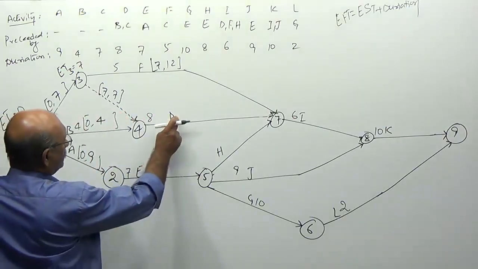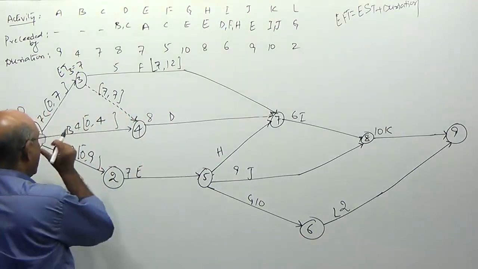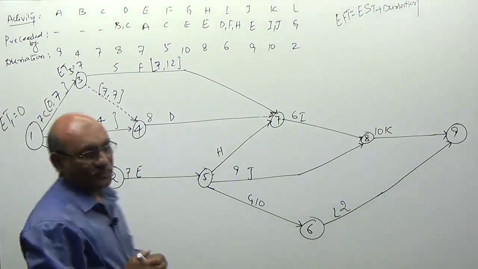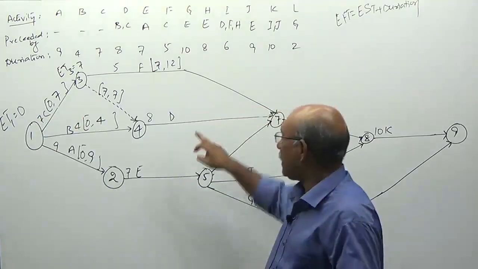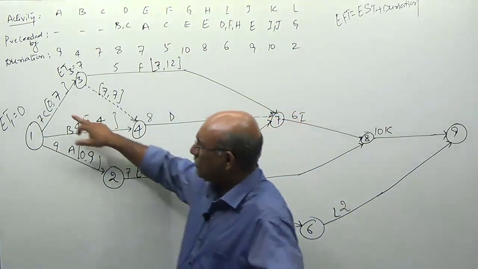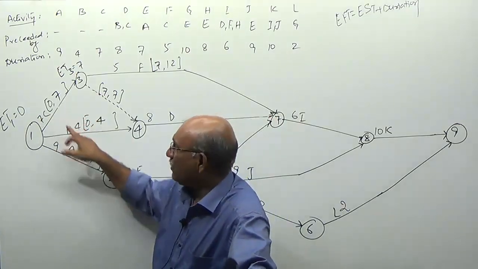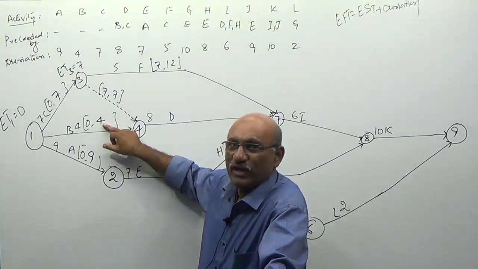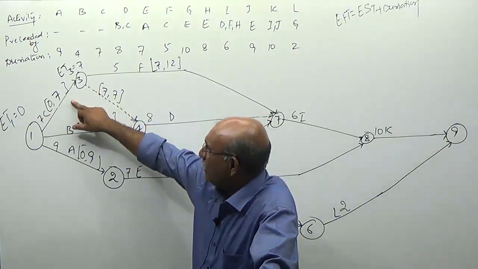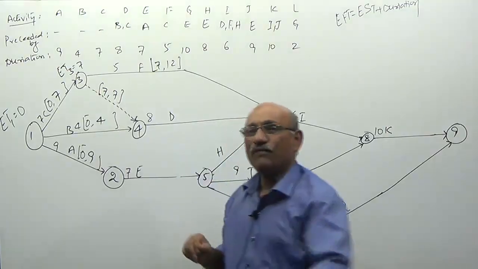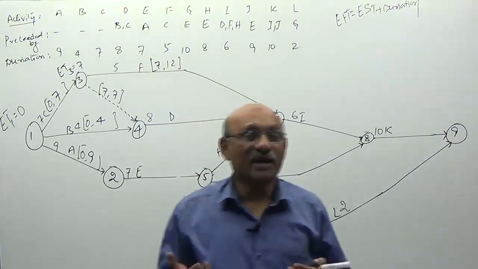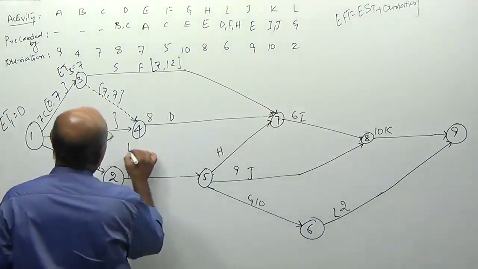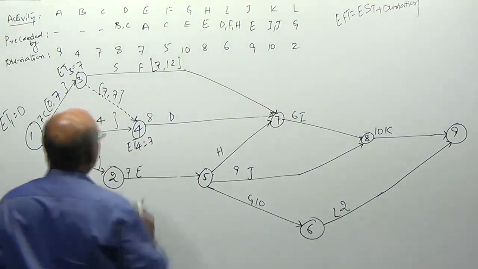Now, activity D cannot be started before completion of activities B and C. When are you completing the activity B, sir? On the 4th day. When are you completing the activity C, sir? On the 7th day. Therefore, activity D cannot be started before the 7th day. So, earliest time of 4 is equal to 7.